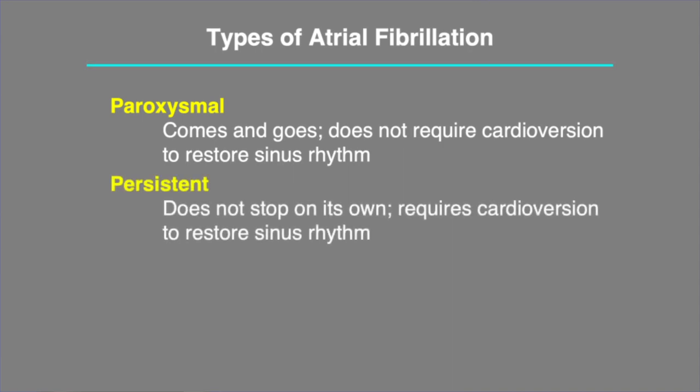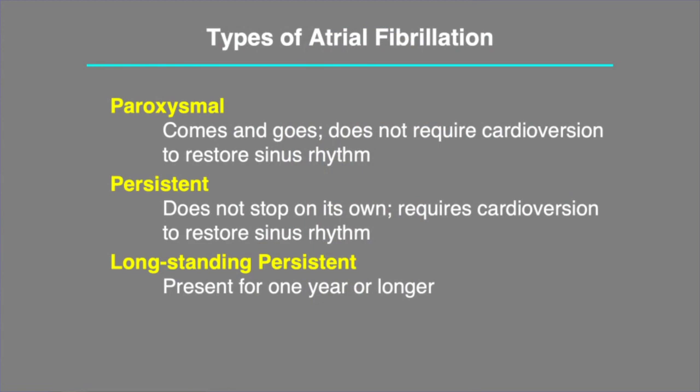Persistent AFib means that it doesn't stop on its own, and it requires either medications like drugs or electrical energy applied across the chest wall, called a cardioversion, to restore normal rhythm. Then, as electrophysiologists, we've added a couple other categories that are important to us because we know how they will affect the long-term issues with patients. One of them is called long-standing AFib, and it's just a name we've given to persistent AFib that's been there for at least a year.